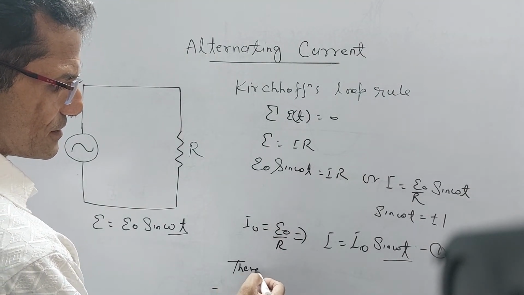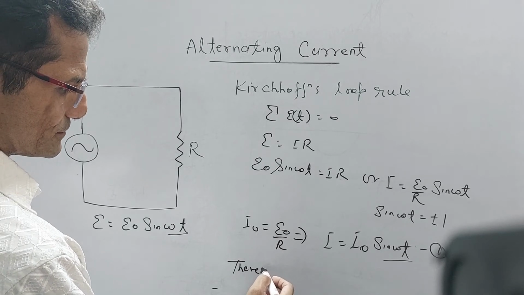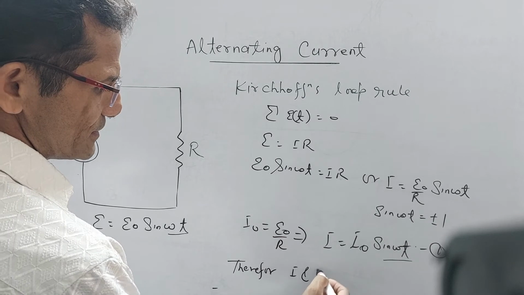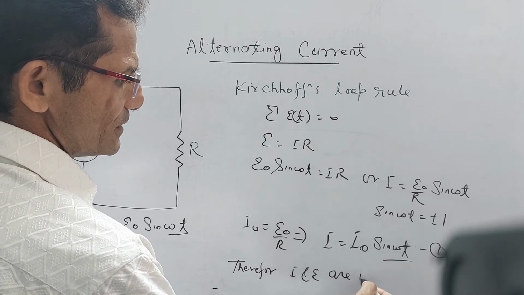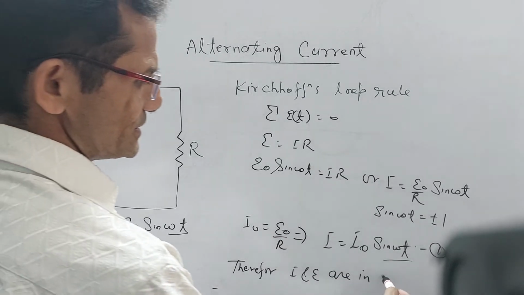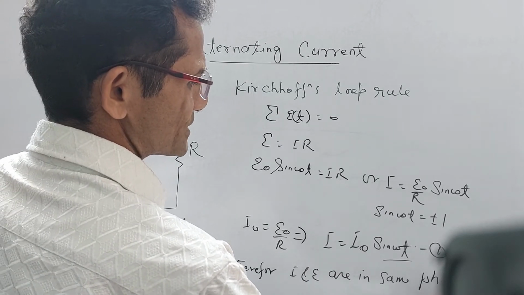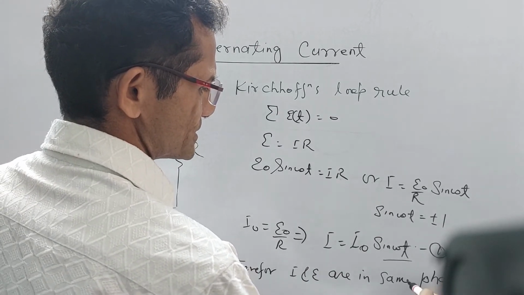Therefore, current I and voltage are in the same phase when there is only one circuit element, that is the resistance.